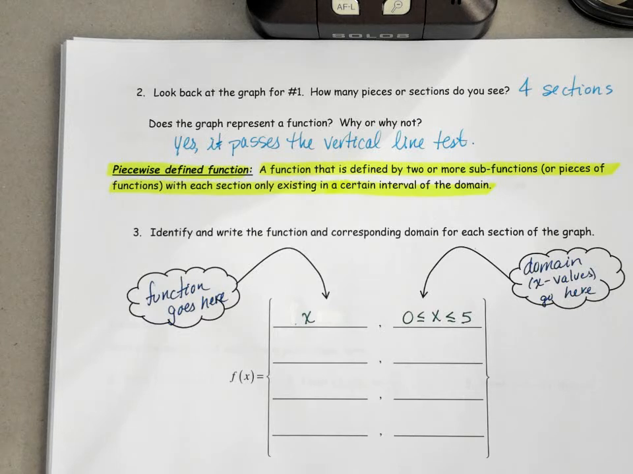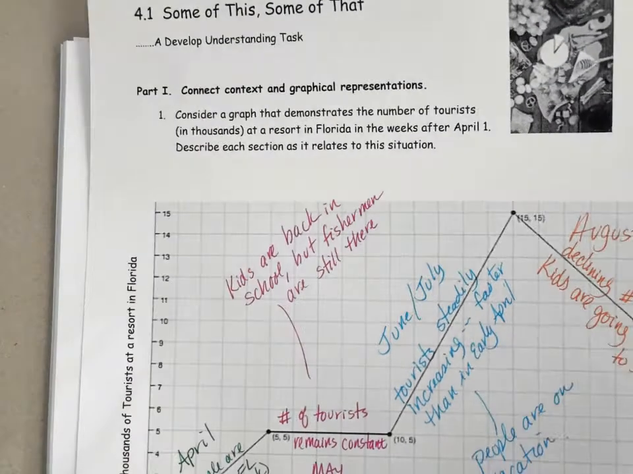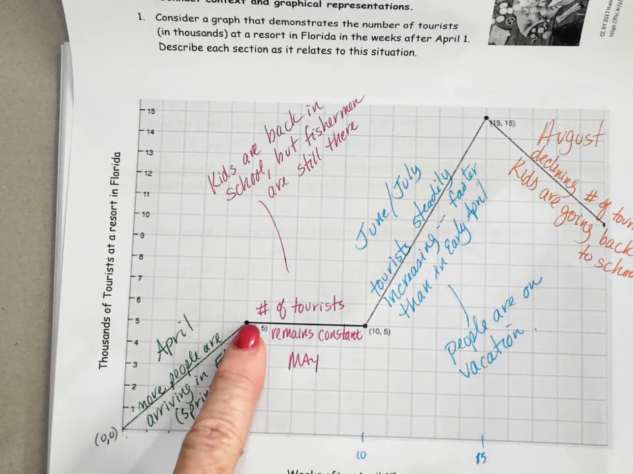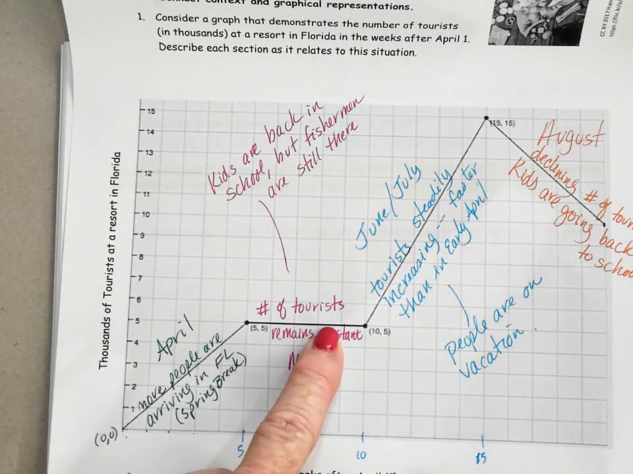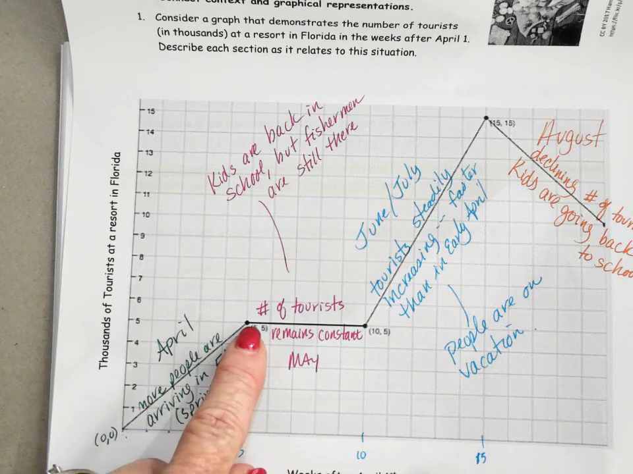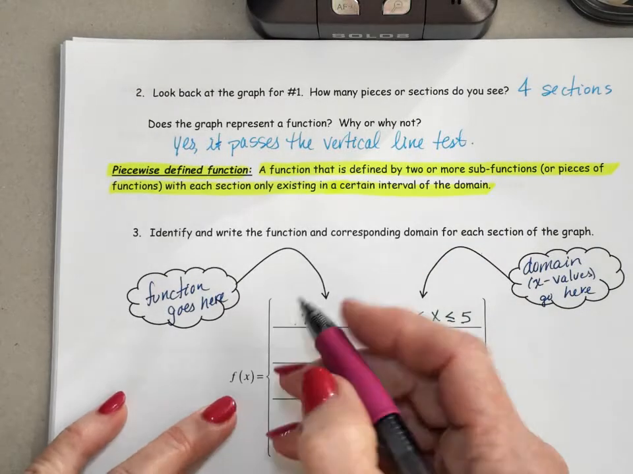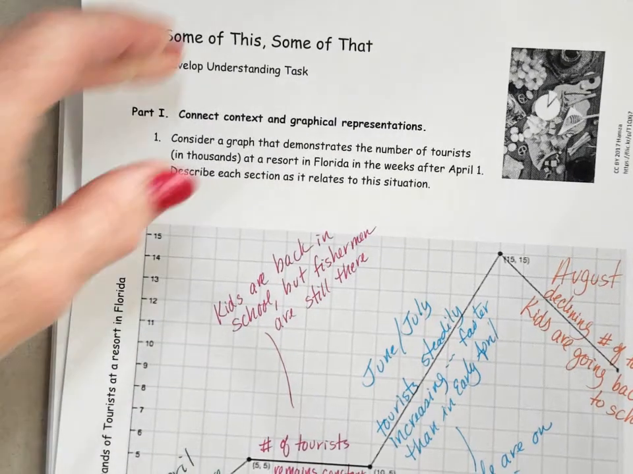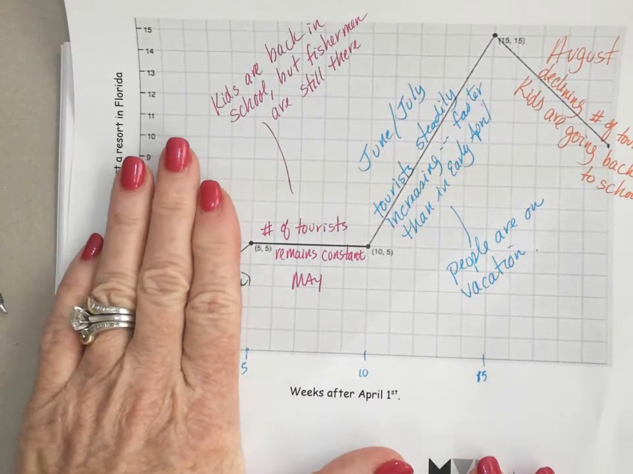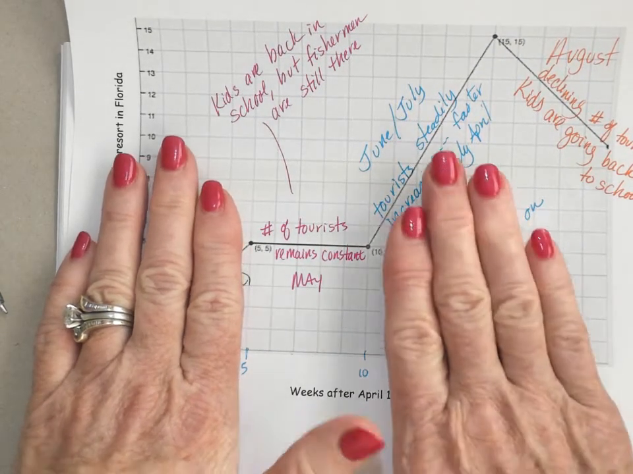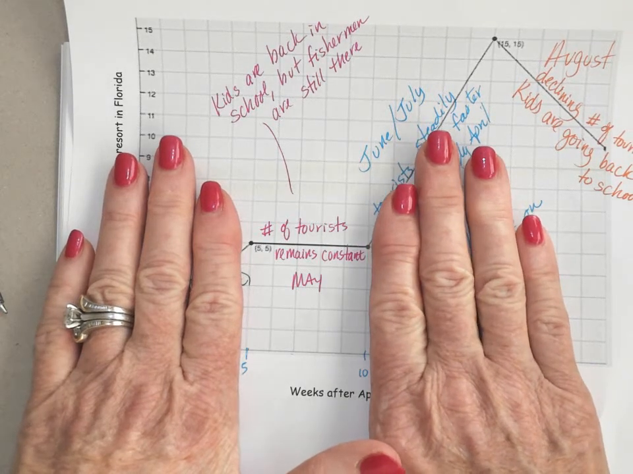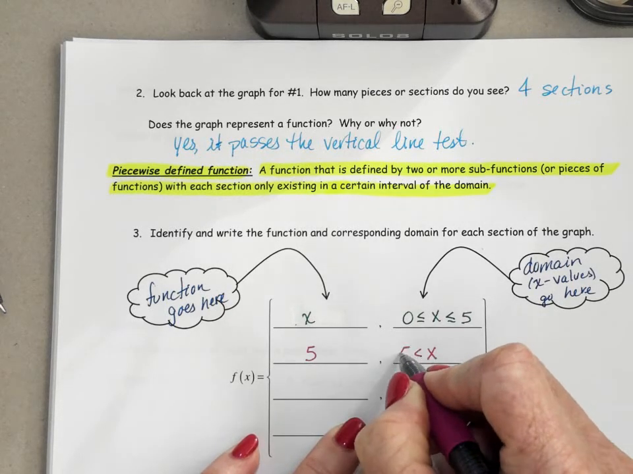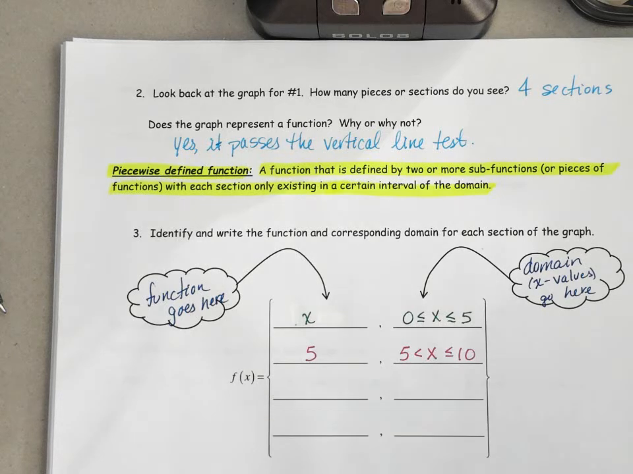Okay, looking at this next piece, this one right here, that is a line. It's a horizontal line, and the y values of that line are remaining constant at a constant height of 5. So this function is 5. Now, when is that one valid? So for what x values? Well, it starts there at 5, and it stops at 10. So this function will be valid when x is between 5 and 10.